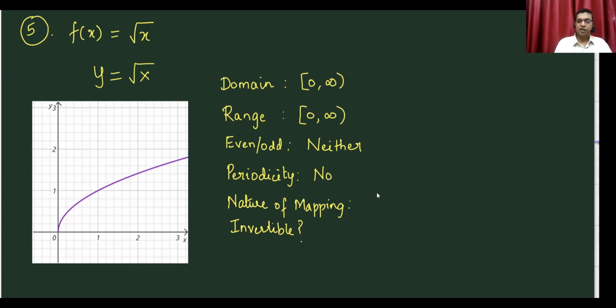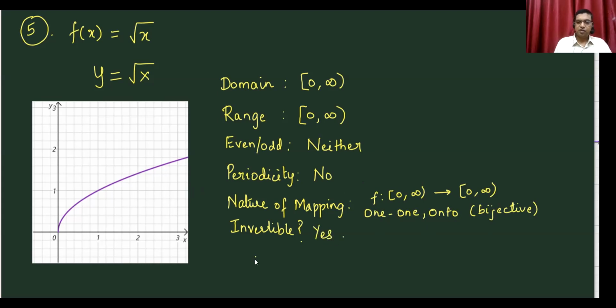Nature of the mapping, given that f maps 0 to infinity to 0 to infinity. This is your set A, this is your set B. If this is your domain, this is the codomain. Then tell me, what is the nature of mapping? Bijective. You can draw horizontal lines, it will cut only at one point, it is 1-1. Range is equal to codomain, it is onto. So function is bijective. So yes, function is invertible.